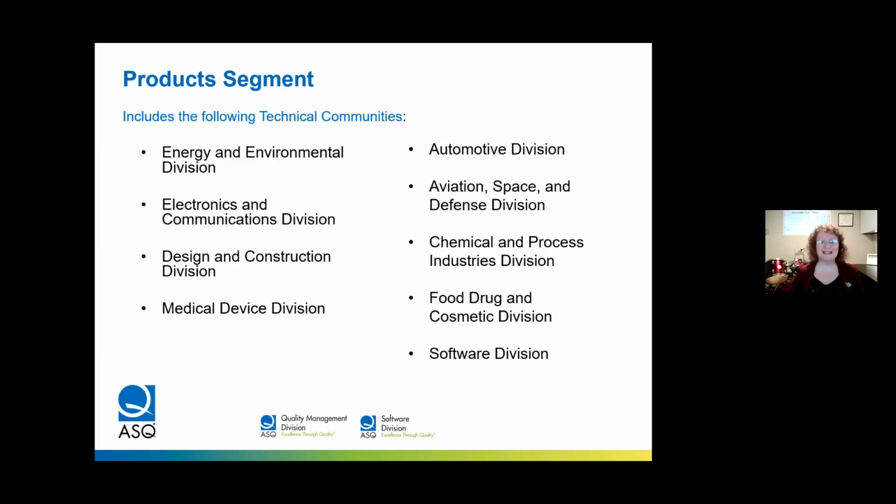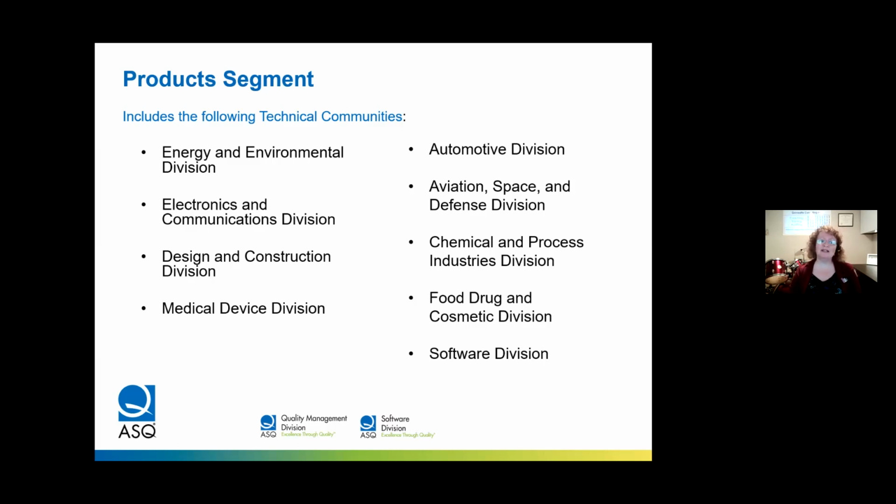The chemical and process industries division are members that work in pharmaceuticals, chemicals, glass, petroleum. This is a real technical interest group, and it serves members in these specific types of industries. Really good collaborative efforts there. The food, drug, and cosmetic members are quality control, quality assurance, regulatory compliance, engineering, manufacturing, marketing, and sales groups for food specifically, pharmaceuticals, and of course, the cosmetic industries. If you're involved in that, this might be the technical community for you. So you might want to check them out and learn a little bit more.